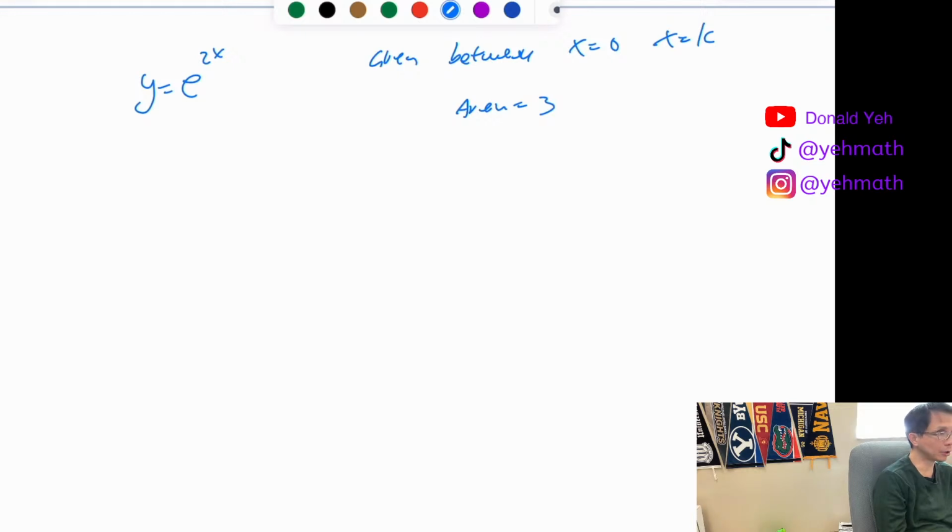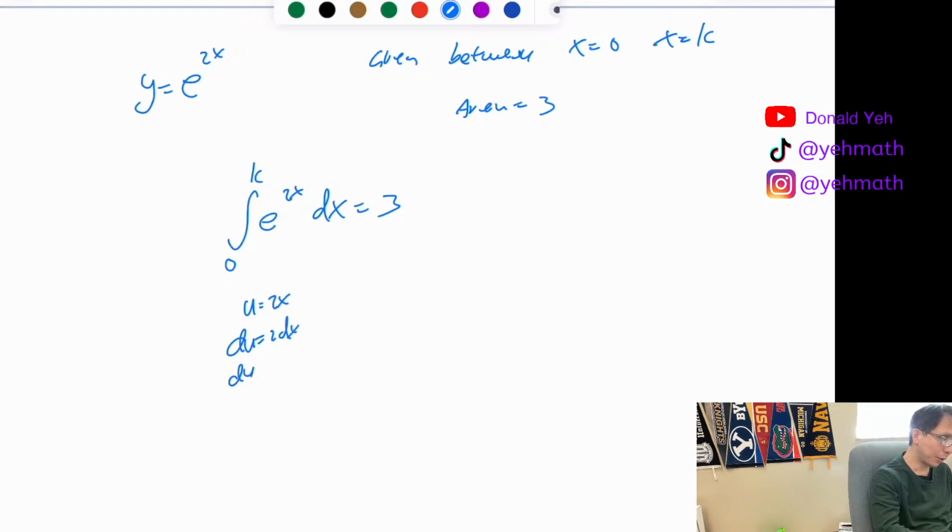So how would I set up this question? Integral 0 to k of e to the 2x dx. This is 2 days ago's homework. It should just use substitution. So u equal to 2x, du equal to 2 dx, du over 2 equal to dx. And then the upper bound is going to be 2k, and this one's 0. So it'll be e to the u, du over 2, between 0 and 2k, equal to 3.